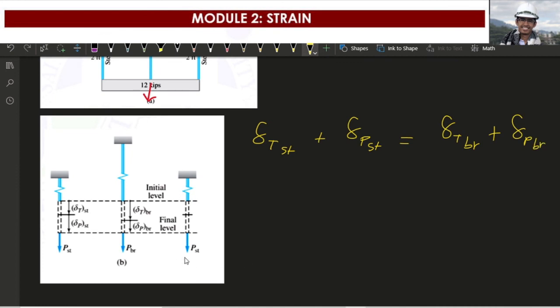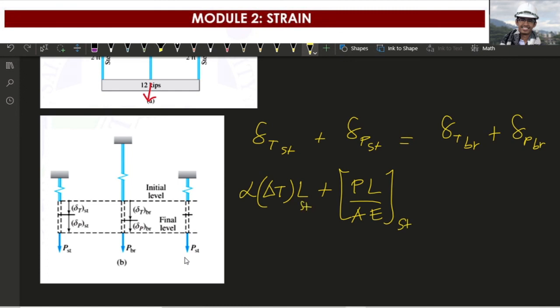So if you substitute yung formula natin, so yung formula pag due to temperature, so that will be alpha times the delta T times yung length ng ating steel plus yung ating deformation due to the force, so that is PL over AE. So that will be P times length over area over E. So this is for steel, okay?